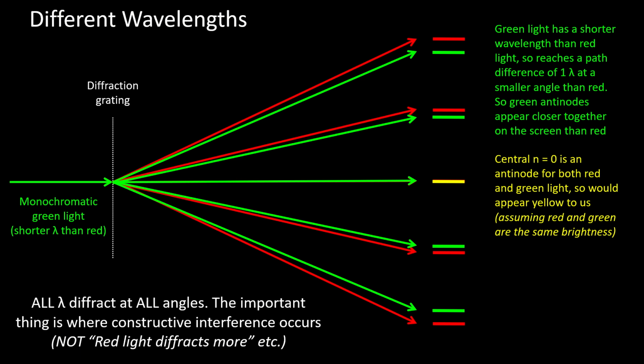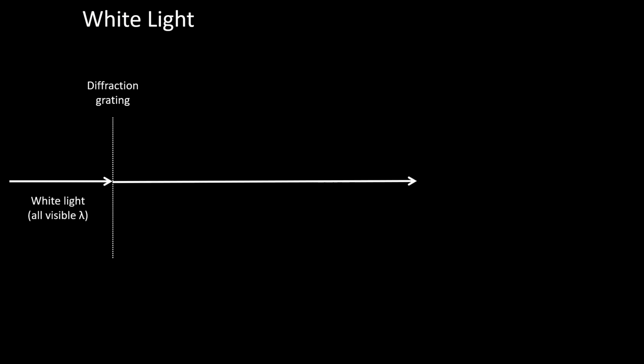Okay. Now, so that's when we've got two different wavelengths. But what if we've got all the wavelengths? So what if we take white light, which has all the visible wavelengths in it? And what do we get when we shine that through a diffraction grating? Now, as with all the ones we've already seen, we always get an antinode for all wavelengths in that n equals 0 position. The path difference is 0 wavelengths for all wavelengths. So it's a constructive interference and an antinode for all wavelengths, so it looks white.